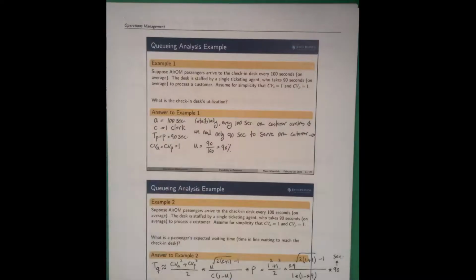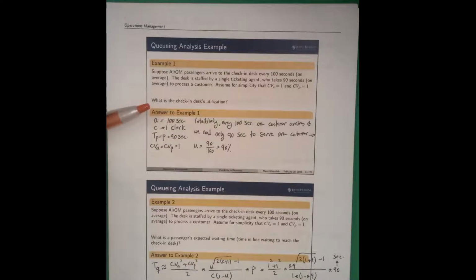This is a problem we have, and there is one clerk. Every 100 seconds, one customer arrives, and the processing time takes 90 seconds. CV of A and CV of P, they both are equal to 1. The question is, this one clerk that we have, what is that clerk's utilization?